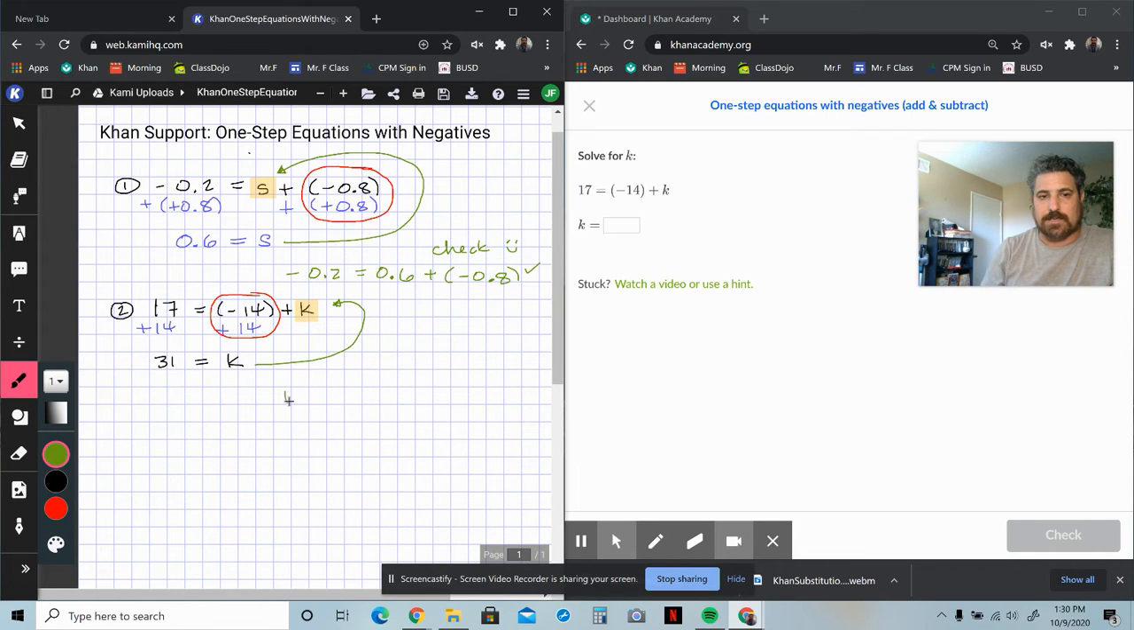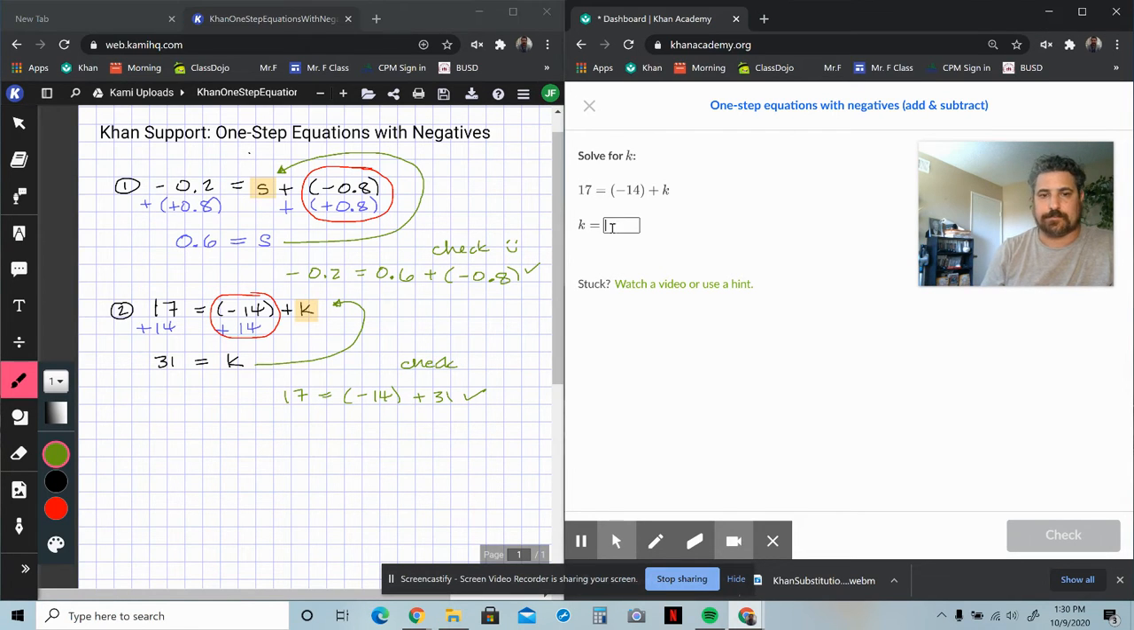So in other words, is it true that 17 is equal to negative 14 plus 31? Well, that'll be a battle between 31 and 14. Who's going to win? The positive 31. By how much? And then it's going to be 17, right? Because 31 take away 14 is 17. So it does work. Makes sense. And there's your check. So the answer here should be that k is equal to positive 31.